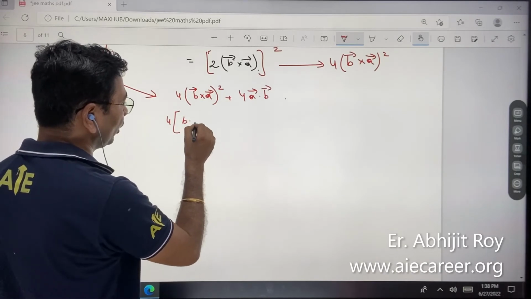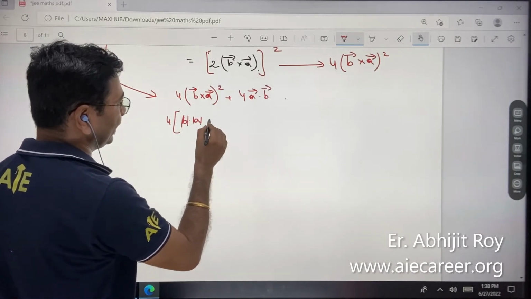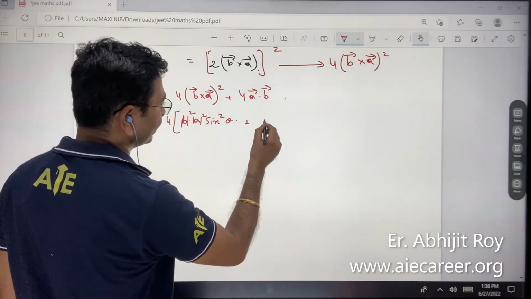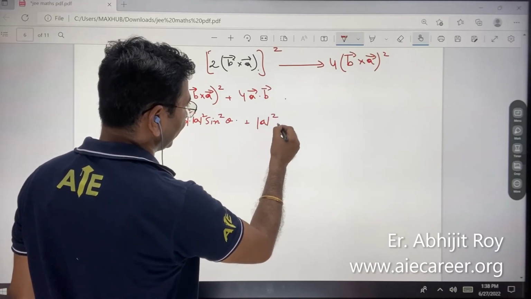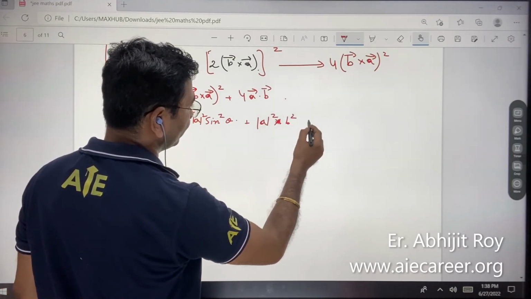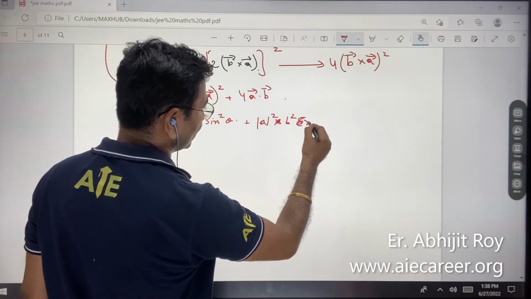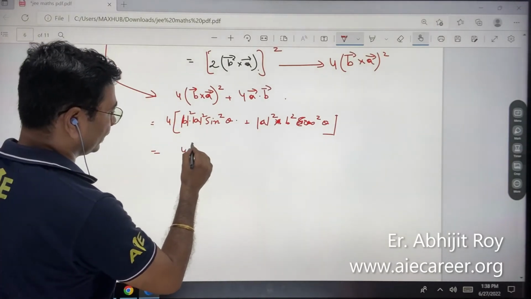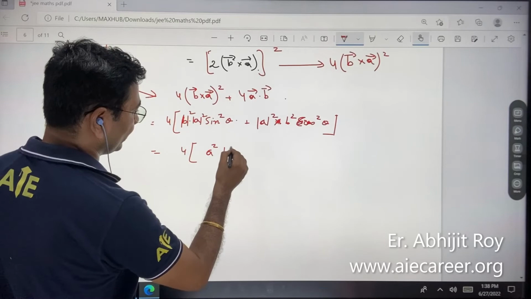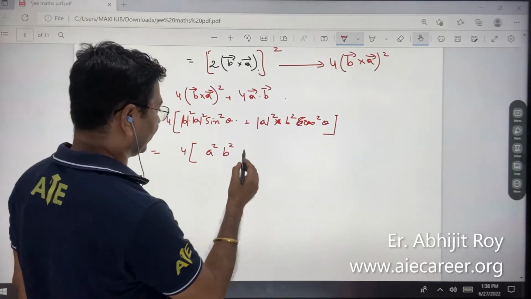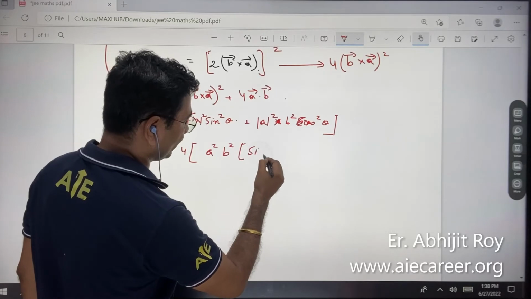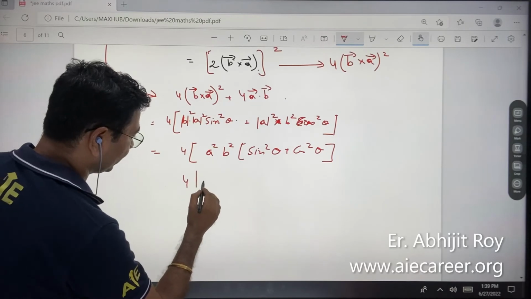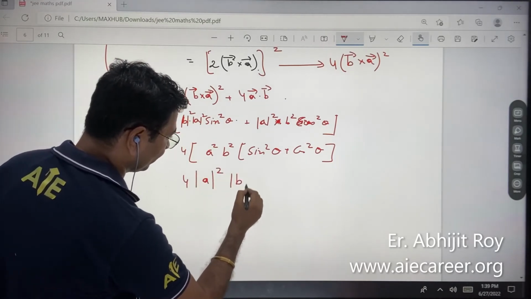So this is B dot A, magnitude है with a sin whole square because it has got whole square in it, plus 4 बार ले लिया हूँ, magnitude of A into magnitude of B into sin whole square, cos whole square theta, and you close the bracket, and therefore I will have it as 4 A square B square, उसके बाद sin whole square theta plus cos whole square theta जो हमारा 1 होता है. So therefore I will be left with 4 magnitude of A का square magnitude of B का square.